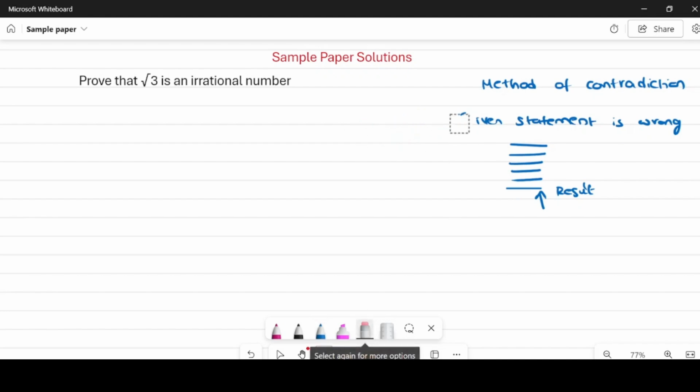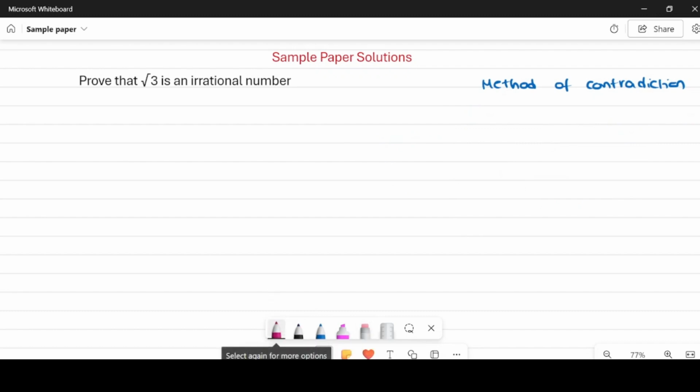Alright, now since in this method of contradiction we are going to assume that the given statement is wrong, and here the given statement is root 3 is an irrational number, it is not an irrational number means we have to assume that root 3 is a rational number. So let us assume that root 3 is a rational number.